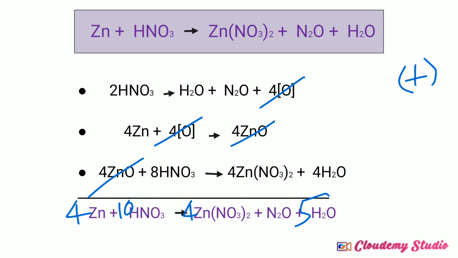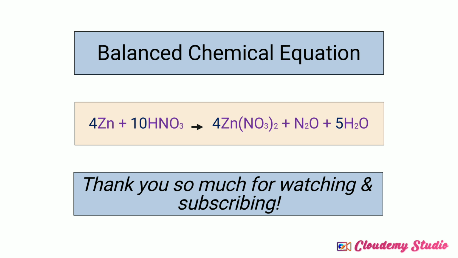Now the equation is completely balanced. The balanced chemical equation is 4 moles of zinc plus 10 moles of nitric acid, and as a result 4 moles of zinc nitrate, 1 mole of nitrous oxide and 5 moles of water are obtained as products.